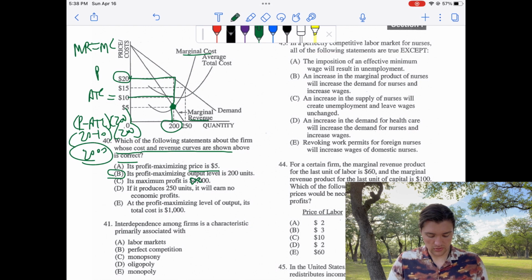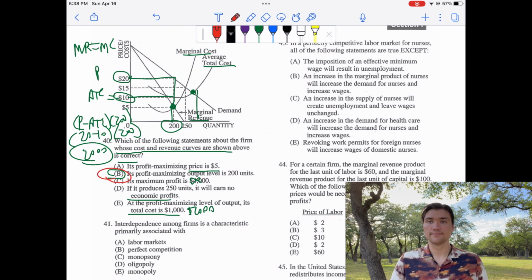If it produces 250 units, it earns no economic profit. Well, we're earning no economic profit whenever my price equals my average total cost. And we don't know that one. We don't know the output. And finally, my total cost is 1,000. No, your total cost is not 1,000. It's 10 times 200. So it's actually 2,000. So the only one that makes sense here is B.